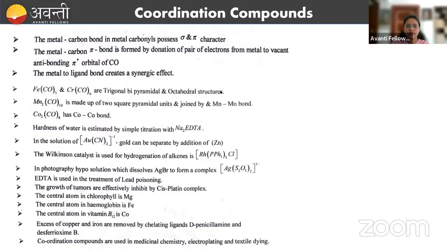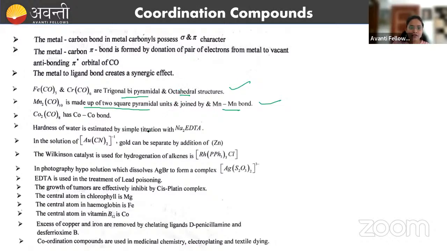There are certain examples I have shown here. Fe(CO)5 is trigonal bipyramidal. This is octahedral. This is made up of 2 square pyramidal units, and there is the presence of a metal-metal bond. Very, very important things. Just write down all these things.